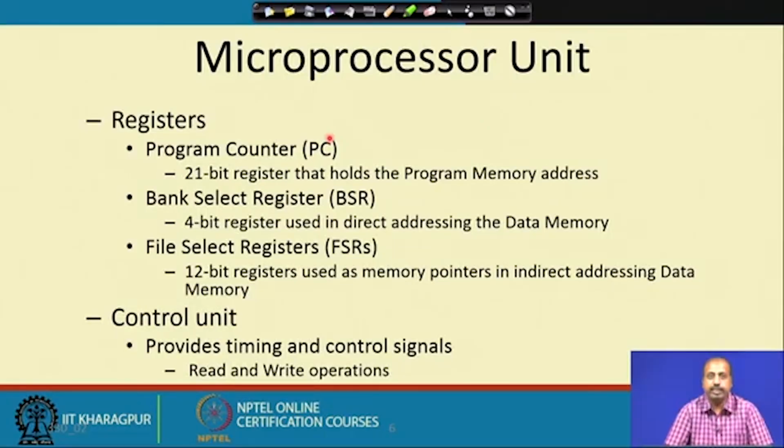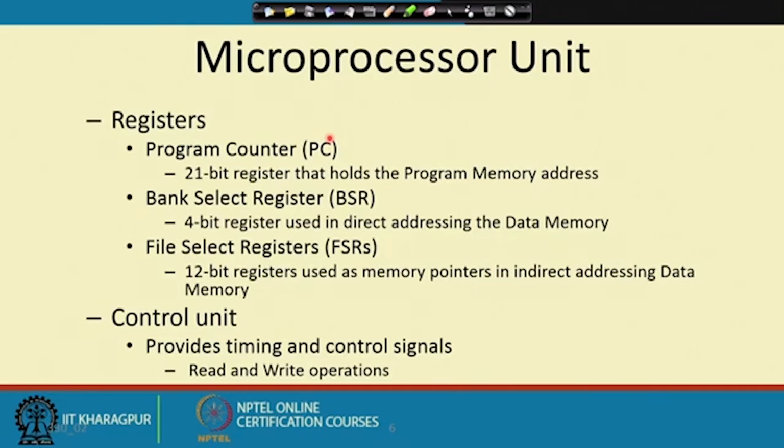And there are the file select registers. These are 12-bit registers used as memory pointers for indirect addressing of the data memory. They are useful for getting those pointers in an indirect addressing mode. If you are trying to get some operand of some instruction, they will use these file select registers. Then there is the control unit. The control unit will provide timing and control signals, and the read write operations will be done through this control unit.